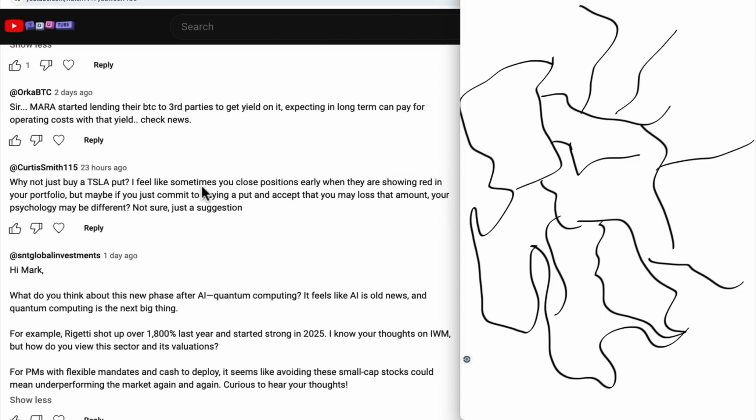Mara started lending their Bitcoin to third parties to get a yield on it. Yeah, I'm aware of that. And expecting in the long term to pay operating costs with that yield.